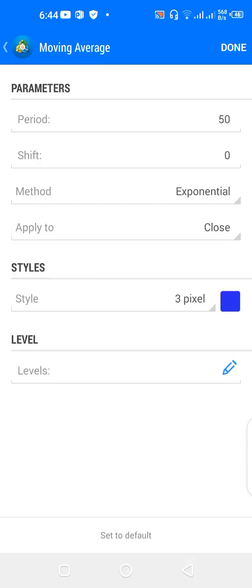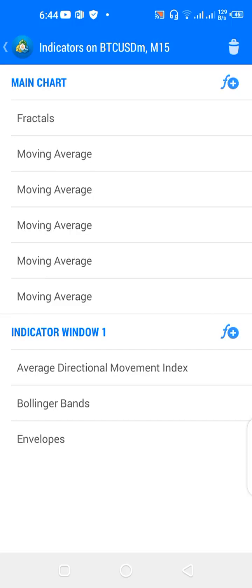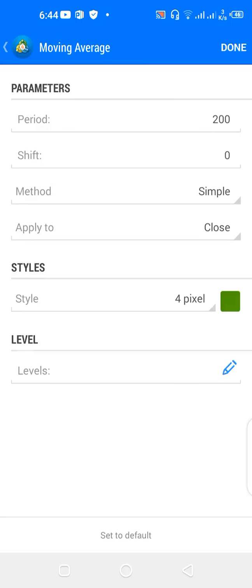The second moving average is a 50 period moving average. Shift is 0. Method is exponential. Apply to close. Color is blue. And then the third is a 200 period moving average. Shift is 0. Method is simple. Apply to close. And the color is green.